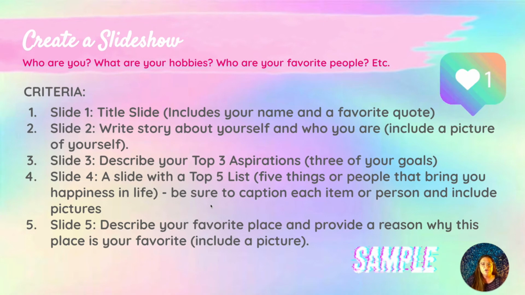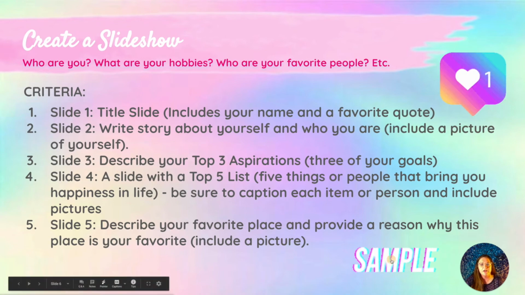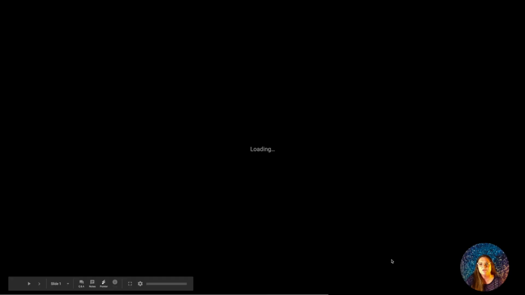Slide 5, you're going to describe your favorite place, and then I want you to explain why this is your favorite place. Again, this is about a paragraph of your favorite place, and then get a picture of your favorite place and put that on your slide. I do have a sample slideshow here to show you, so I'm going to go ahead and click on sample, and it's going to open up our sample slideshow.